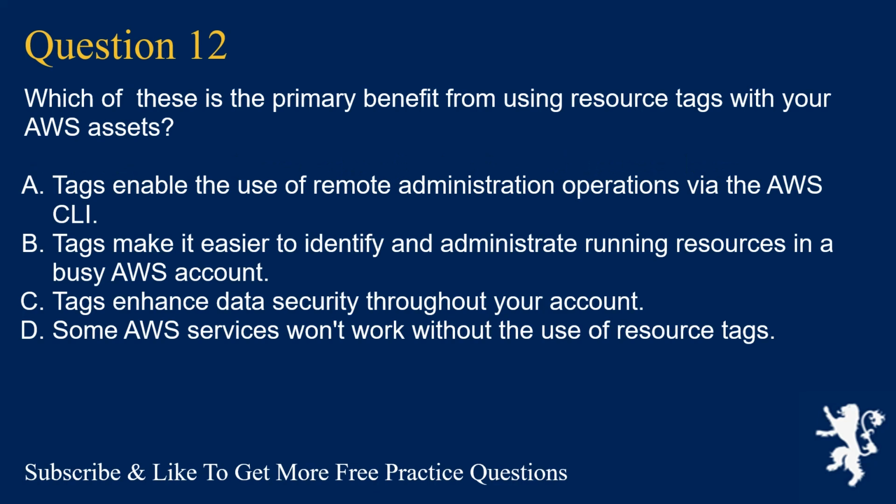Question 12. Which of these is the primary benefit from using resource tags with your AWS assets? A. Tags enable the use of remote administration operations via the AWS CLI. B. Tags make it easier to identify and administrate running resources in a busy AWS account. C. Tags enhance data security throughout your account. D. Some AWS services won't work without the use of resource tags.